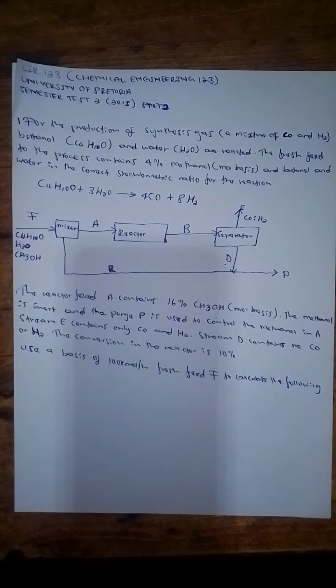Today we continue with our semester test 2. We're looking at part 2 of semester test 2 of our CIR 123, which is the second chemical engineering module at the University of Pretoria. In the first part, we looked at this question and we did question A and B. In this part, we're going to be looking at C, D, E, and F.